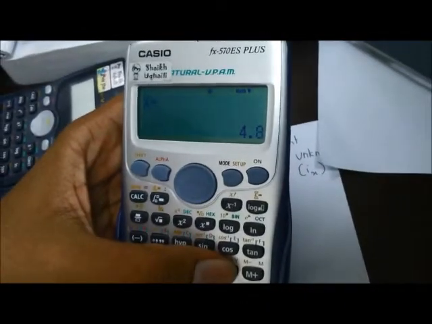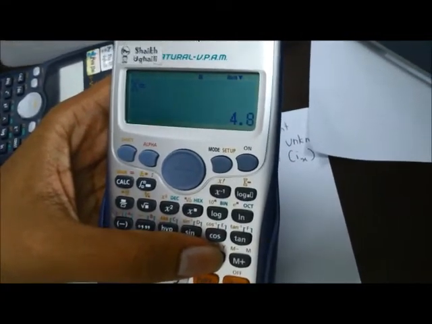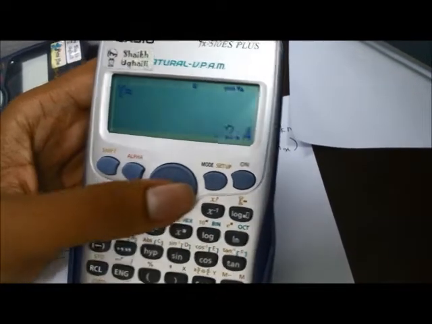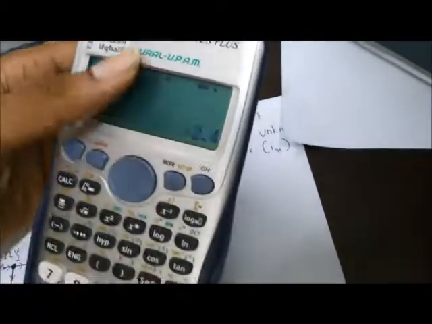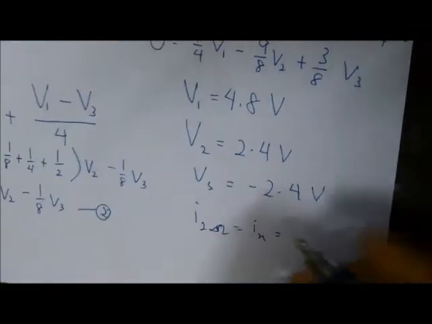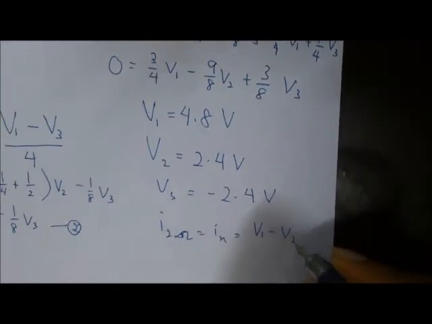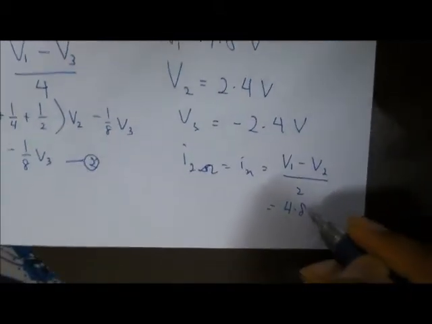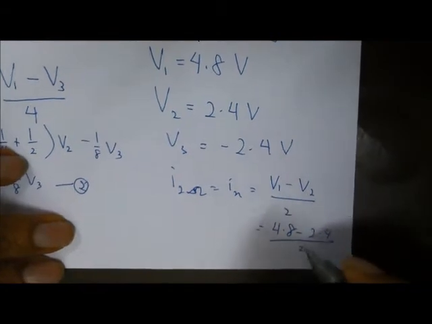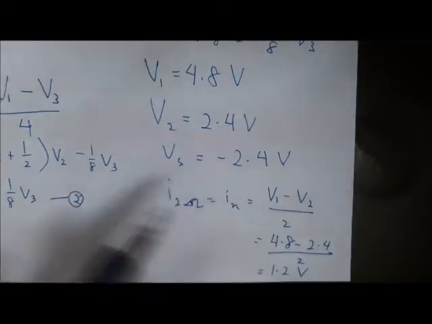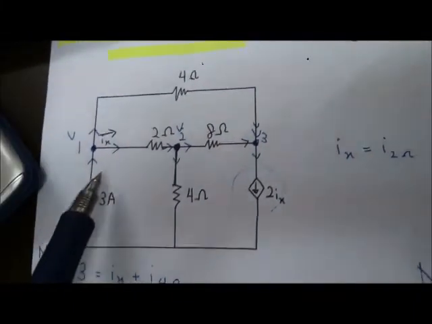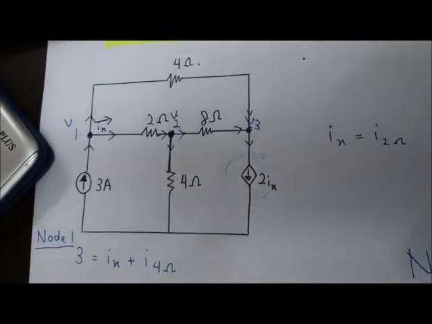Our V1 equals 4.8 volt, V2 equals 2.4 volt, and V3 equals negative 2.4, which means it acts opposing the motion of the circuit. Since we know I2 ohm, which is also equal to Ix, equals V1 minus V2 over 2, V1 is 4.8 minus 2.4 over 2. So we got 1.2. The current passing through the 2 ohm resistor, which is called Ix, equals 1.2.